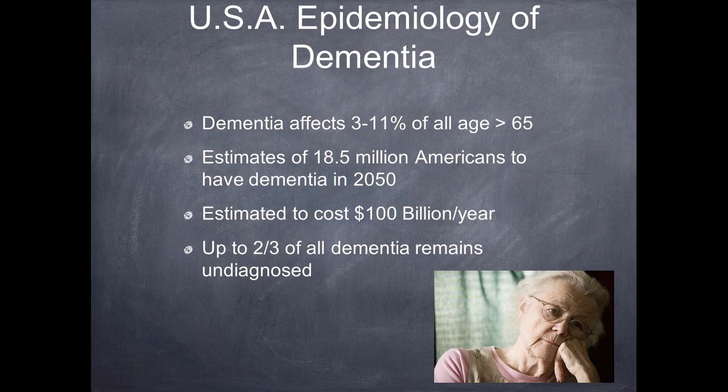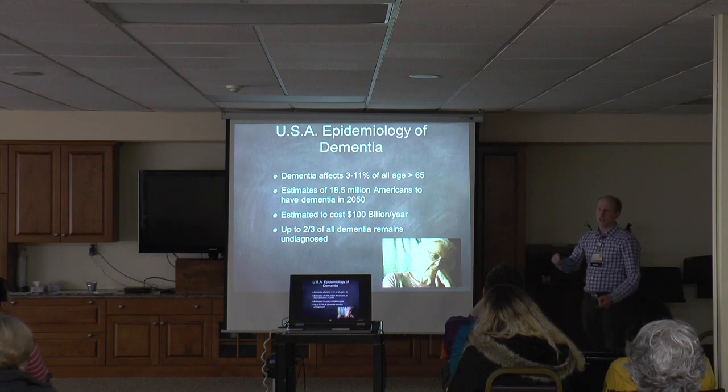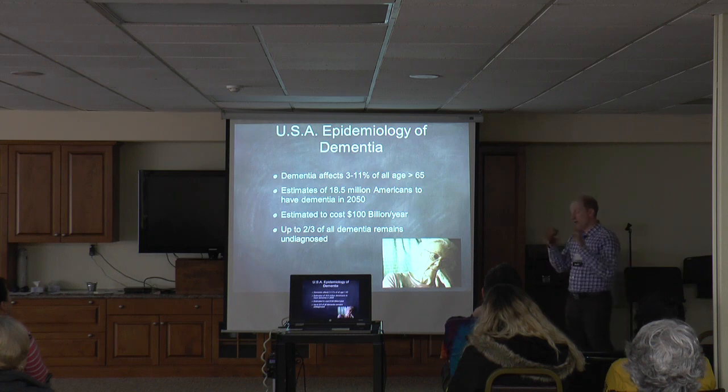So 18.5 million Americans are expected to develop dementia by 2050, or at least that's the number of the kind of solid population that is going to have it. Currently, it's about a cost of $100 billion. And this is very difficult to actually get our hands on, because there's a lot of indirect costs. You think about if you had a loved one who has memory problems, the time away from work to care for that loved one, all those indirect costs for caring for that individual. It's not just the hard expenses of someone coming to a place like Oaknoll.